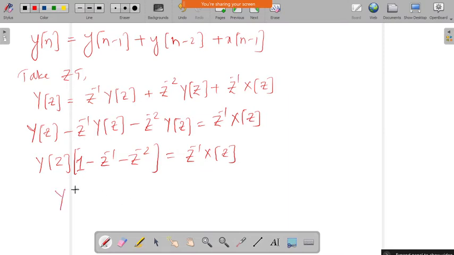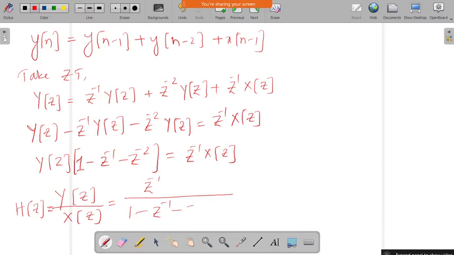Okay, so now we can take y of z divided by x of z, the ratio. We take this x of z to this side, which is nothing but our h of z, which is equal to z power minus 1 divided by 1 minus z power minus 1 minus z power minus 2. Okay, so now we need to find the roots for this. We can use the formula minus b plus or minus root b square minus 4ac divided by 2a. This formula you can use and find the roots.